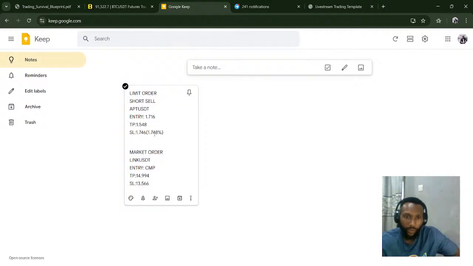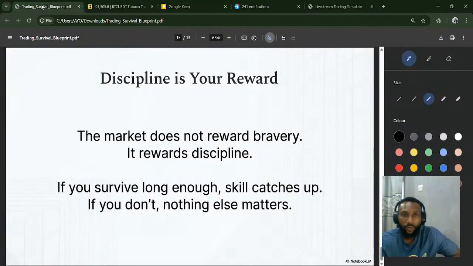Let's do it. What you see here is the stop loss percentage. That will be explained, but on TradingView you can even see it here. I can show you what the stop loss percentage is. Let's go to TradingView first. Let me see.